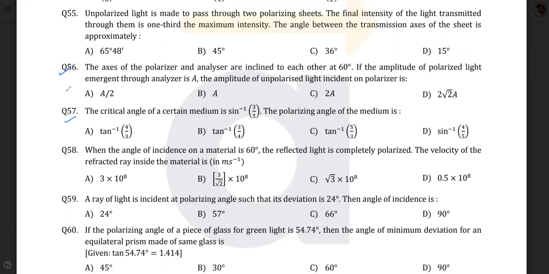57 is based on the critical angle, where sin of the critical angle is 3/5, so that is 1/μ. So 1/μ, sorry, μ is equal to 5/3. Then the Brewster angle will come out. Yes correct, right. Basically what is the formula? If you remember, tan theta is equal to mu, right? According to Brewster angle. Yes or no?